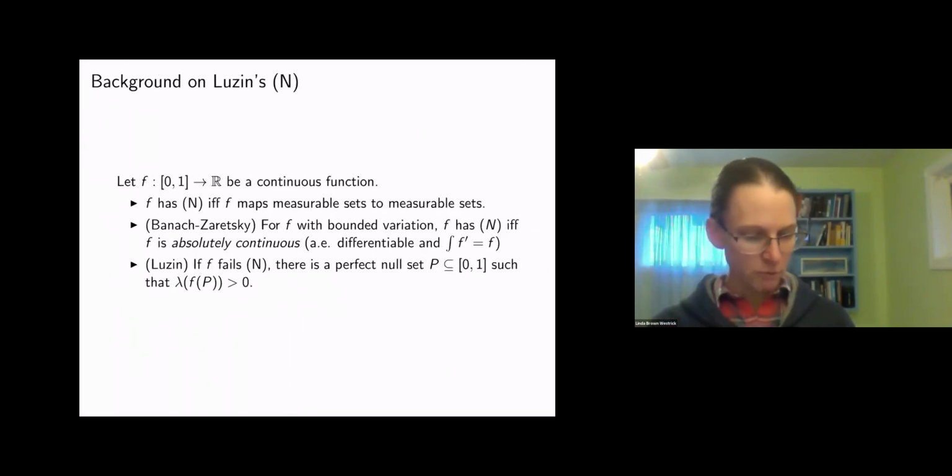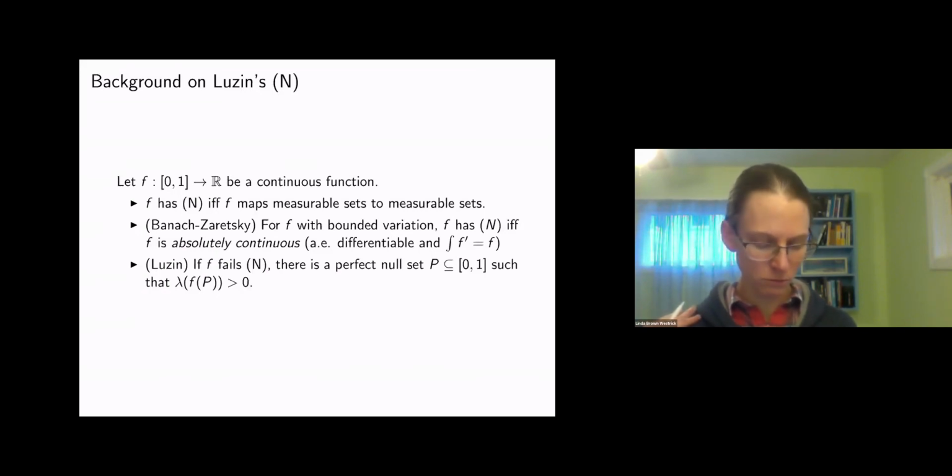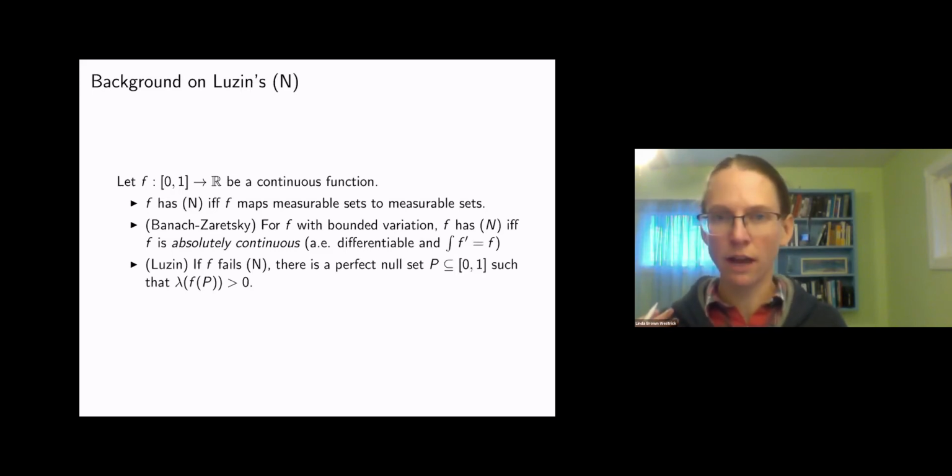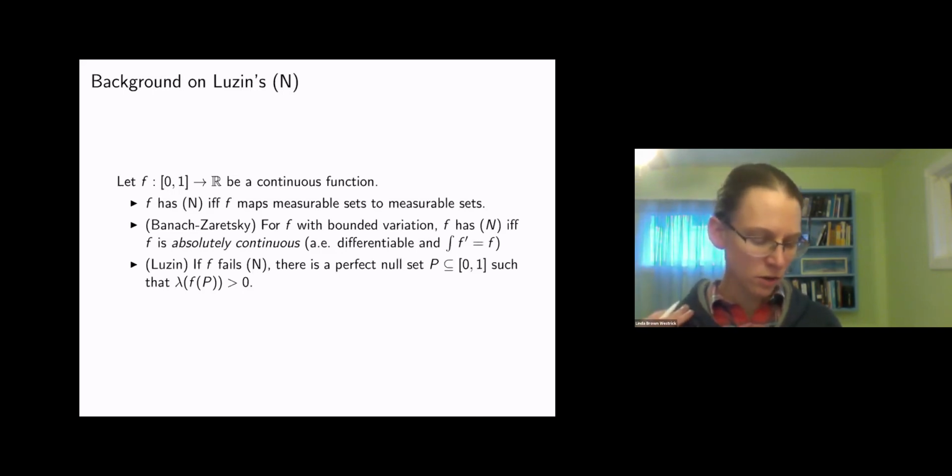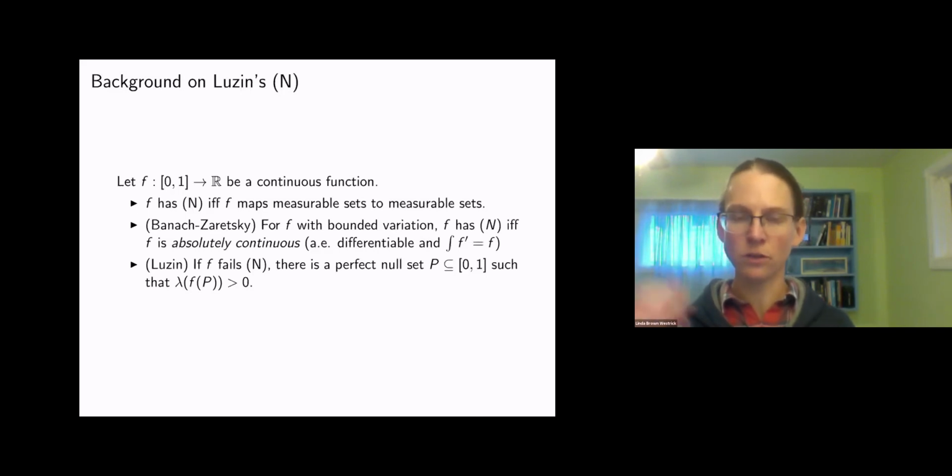So just a little bit of background and context for this property. It's related to both measurability and integration. It sort of makes functions behave nicely for both properties. So F has Luzin's N if and only if F maps measurable sets to measurable sets. That uses choice, of course.